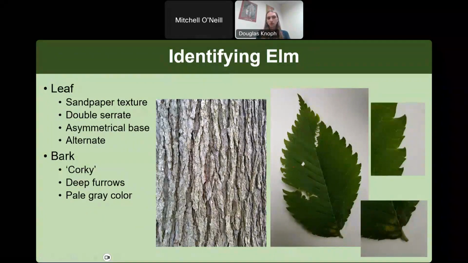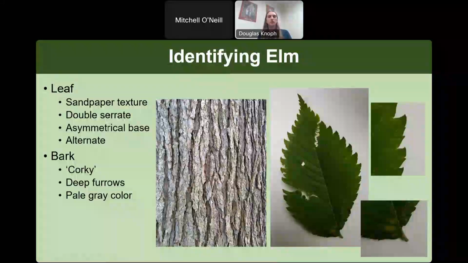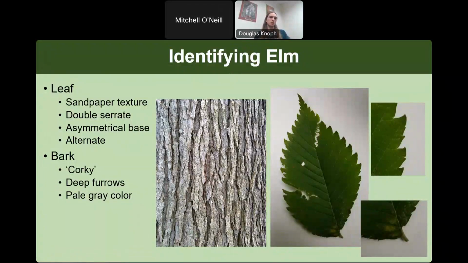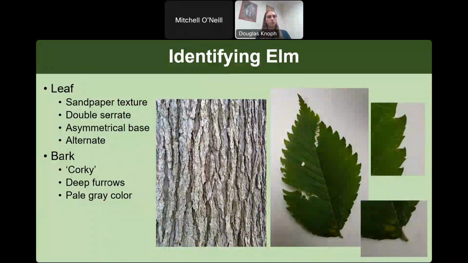The bark is also very different than beech. It'll have these very deep furrows, and the bark tends to be a little bit corky. So a beech tree is very solid bark, whereas for an elm tree, if you were to take your fingernail and press it into the bark a little bit, it's a little more spongy and you can kind of dig your nail into it a little bit.